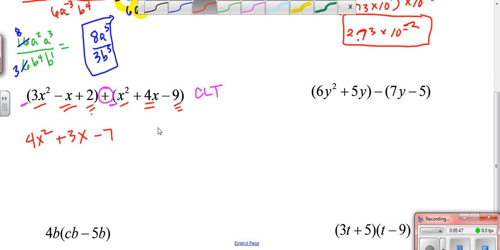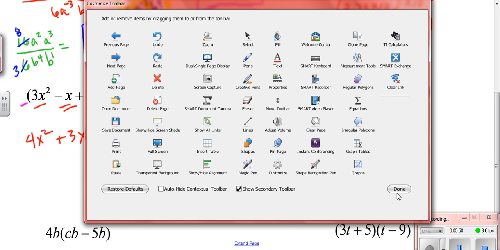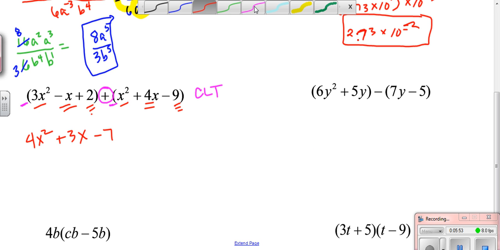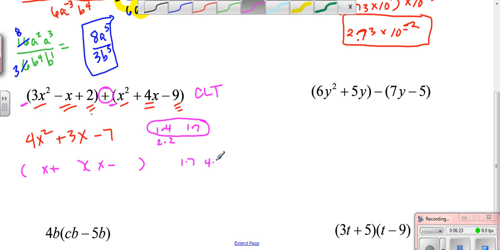Then we should always go ahead and take a quick peek if this can be factored. So do the factors of 1 and 4, 2 and 2, combine with the factors of 7 under plus minus to make 3. And in fact, they will right there. So 2 parentheses plus minus an x in each one. And I want to take 1 times 7 and 4 times 1 and subtract them, with my 7 being positive.